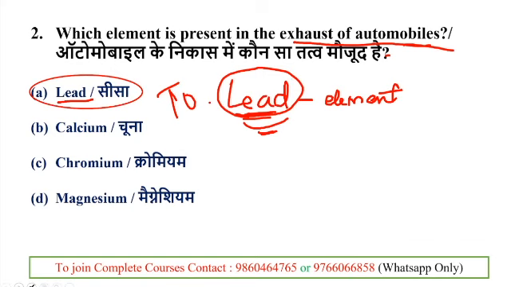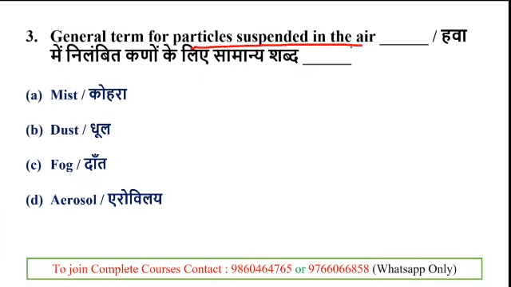And the next question relates to particles suspended in the air. The general term for particles suspended in the air is dash. It is none other than the aerosol. The aerosol is the one contained in the air, the suspended particulate matter. This is a general term, for fine solid particles or liquid droplets in the air or in another gas. What is a mist? That is the water droplets present in the atmosphere.